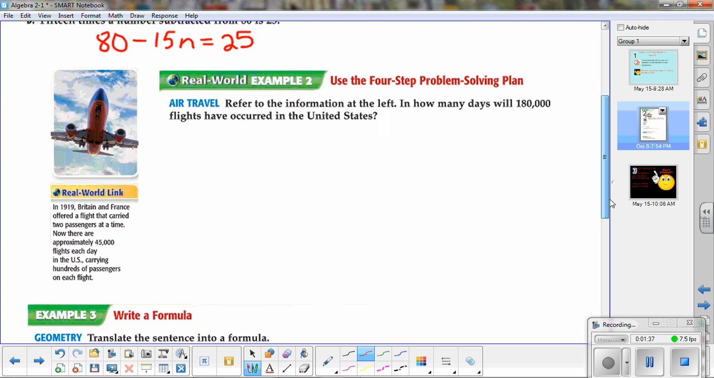In example 2, it says refer to the information at the left. In how many days will 180,000 flights have occurred in the United States? Well, it says there's approximately 45,000 flights each day. So if we take 45,000 times the number of days, which we'll call D, we now want to know when that's going to equal 180,000 flights.